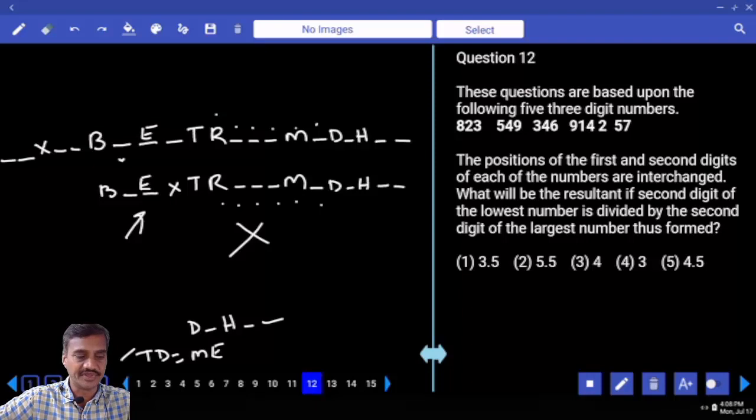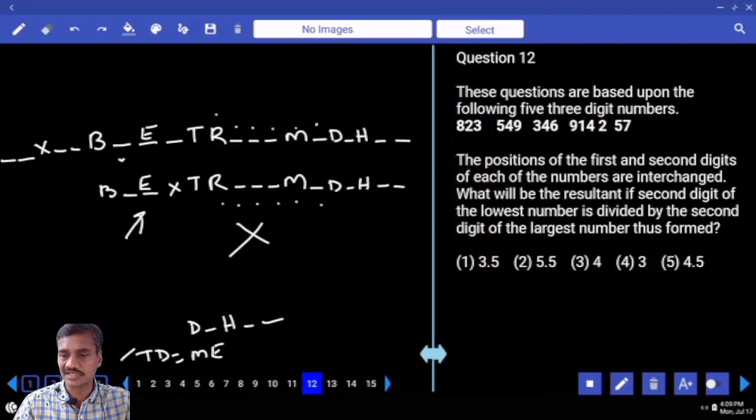Now 12 to 15 and it is based on a set of numbers. First and the second digits are interchanged. What if the resultant is the second digit of the lowest number? Now first and the second are interchanged. Then which is the lowest here? Now what is the last number? 257. Now this is 257.